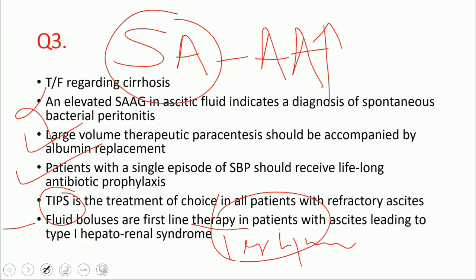We don't use the word type 1 now. It has been replaced by hepatorenal syndrome with AKI or hepatorenal syndrome with chronic kidney disease. Also, the antibiotic is not levofloxacin but norfloxacin, sorry, I got that wrong. The SBP prophylactic antibiotic is norfloxacin, not levofloxacin. Right, okay. So this is all you need to know about ascites and spontaneous bacterial peritonitis. Any questions?